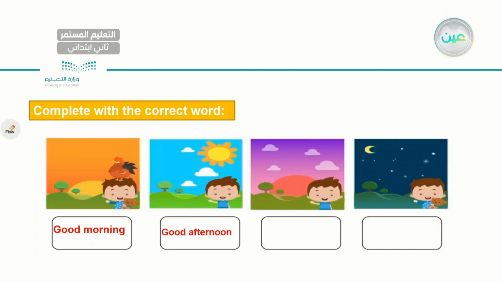For the third picture, now I have 2 options for you. It's either good evening or good night. What do you think? Is it good evening or good night? Actually, it is good evening. Very good. Good evening. And last but not least, I have good night. So what I need you to do here, students, is read them out loud with me. Let's read them several times to check that you get them correctly.